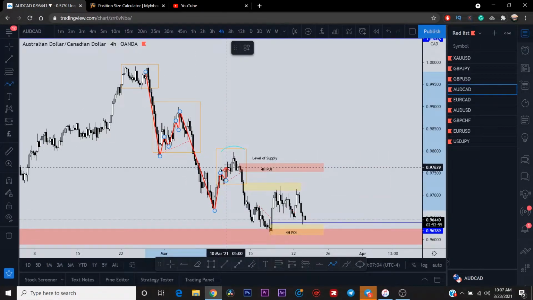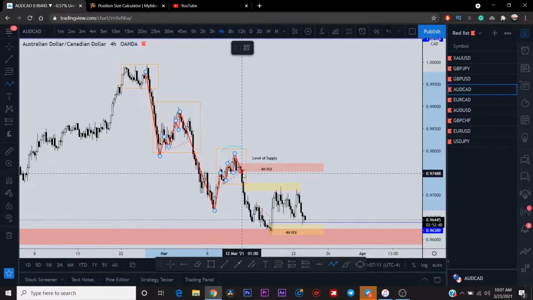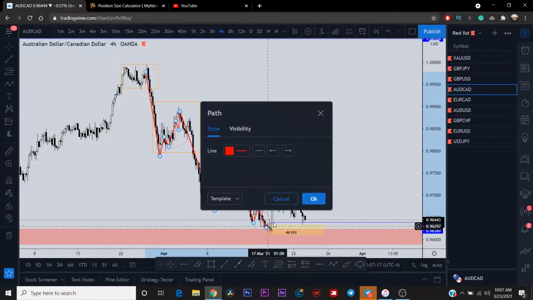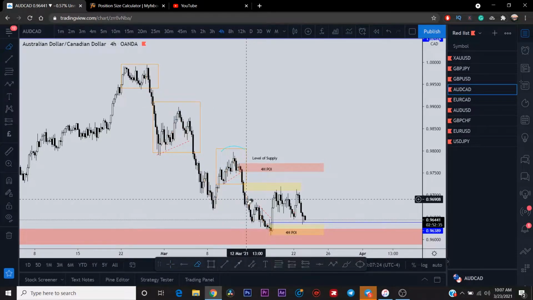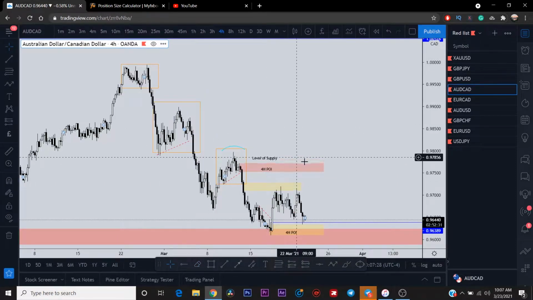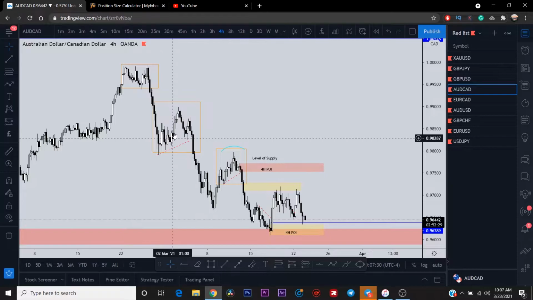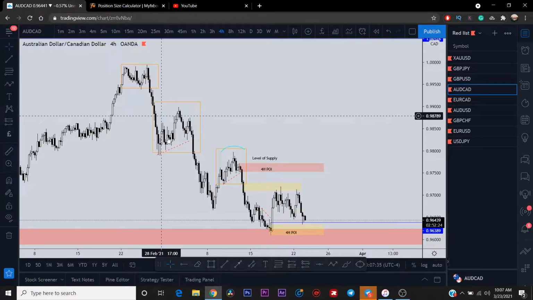Came back up. We tapped and mitigated the breaker of this, created another level of supply and continued down. As so. And you see how the redistributions look almost identical. You can tell this was a redistribution of orders. The market did not want to go back up here or mitigate this, so they continued down.